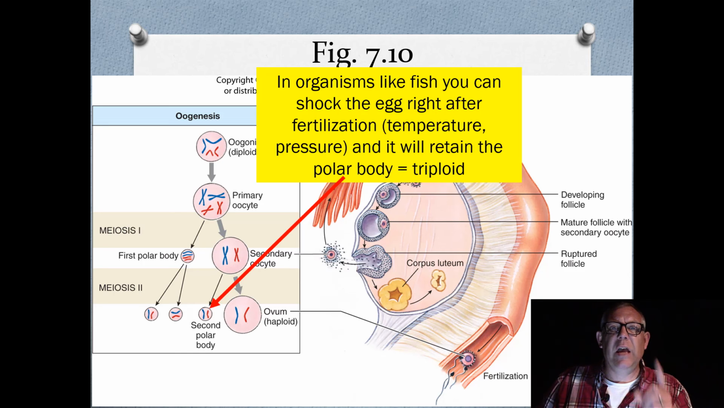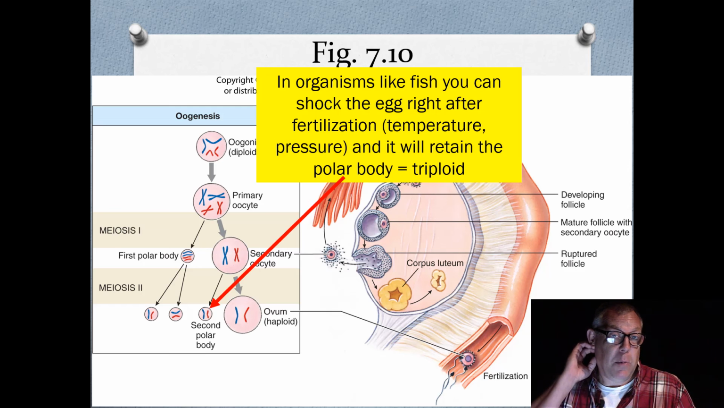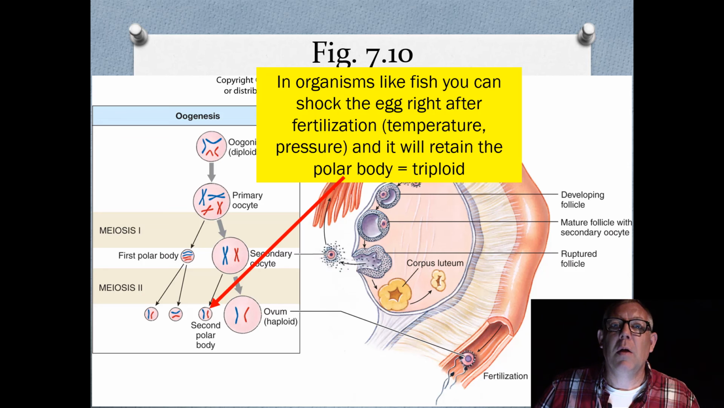But if you shock the egg at just that moment, it won't eject that polar body. It will retain that polar body. And so now you've got a triploid organism. And so this is how we can produce triploid fish. And remember about triploid fish, they've got an odd number of chromosomes, so they're sterile, but they can still be viable. And so if you've got a fish that you want to grow to eat grass or something, but you don't want it to reproduce, this is a good way to produce those.